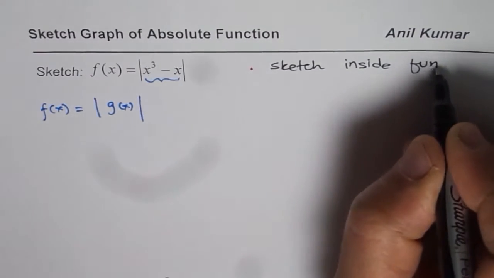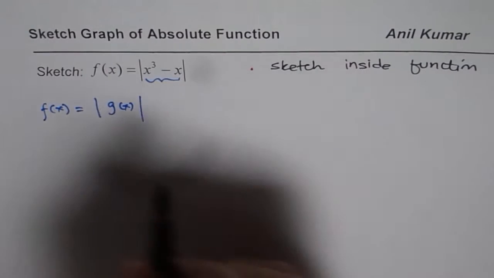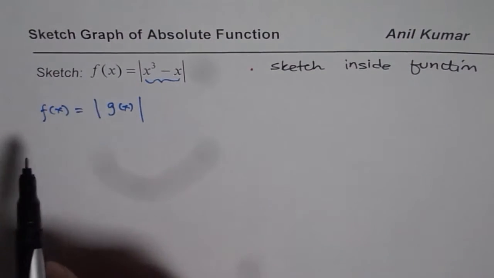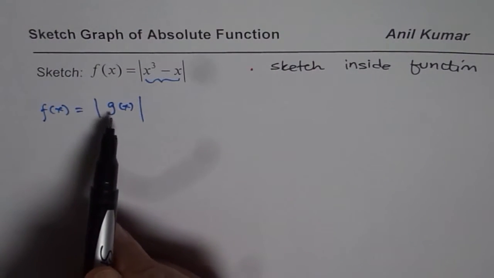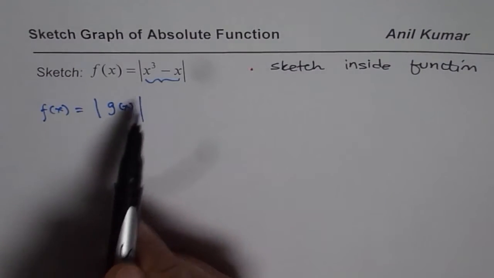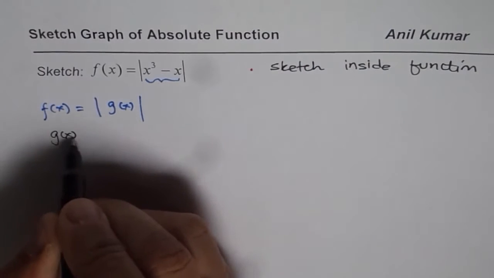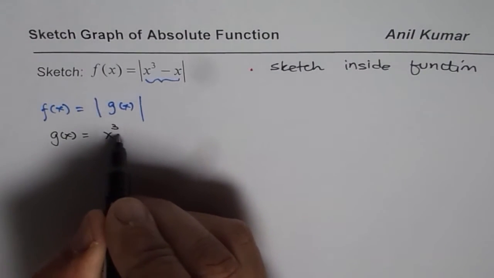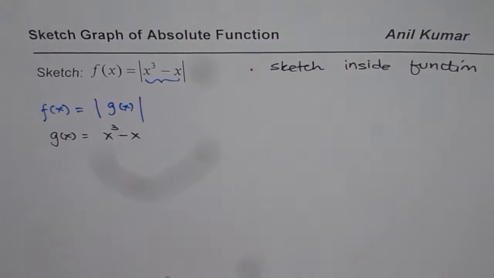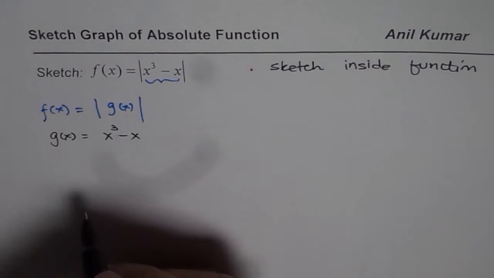Now in our case, we have purposely written the function as a combination of two: the absolute value of g of x. Now g of x for us in this case is equal to x cubed minus x. So first we are going to sketch the inside function. Now let me show you the sketch.